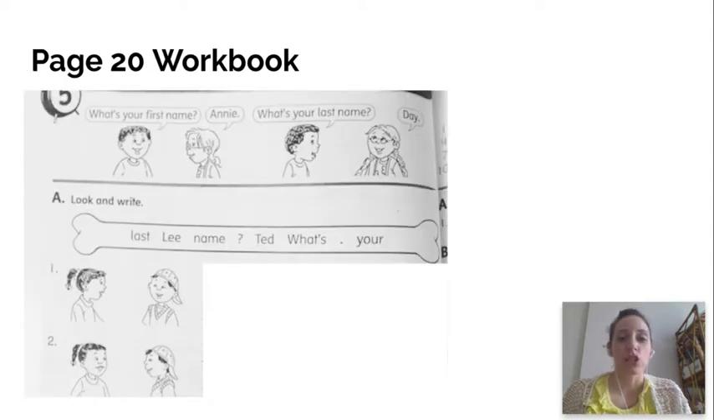Next, look at page 20 in your workbook. Here at the top, you'll see this picture here. We practice again. What's your first name? Annie. What's your last name? Day. Now let's try that again and repeat after me. What's your first name? Annie. What's your last name? Day.